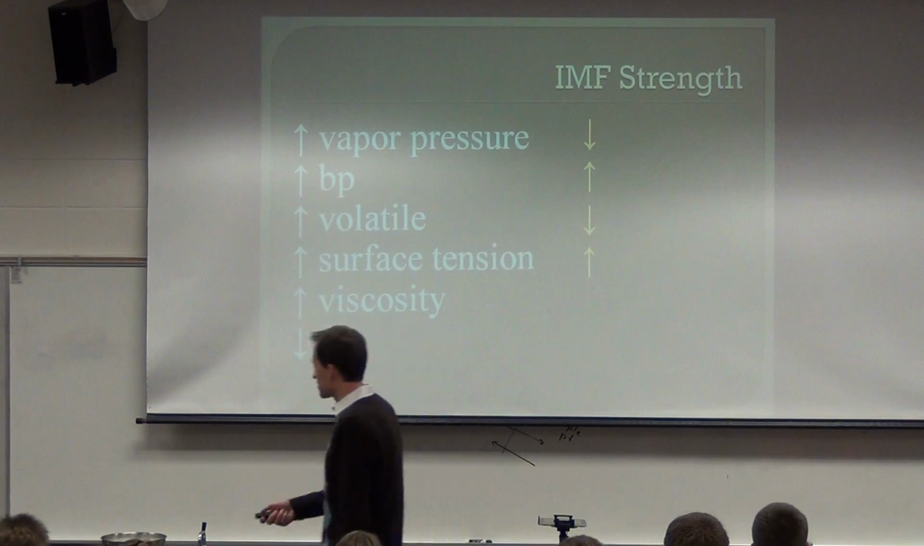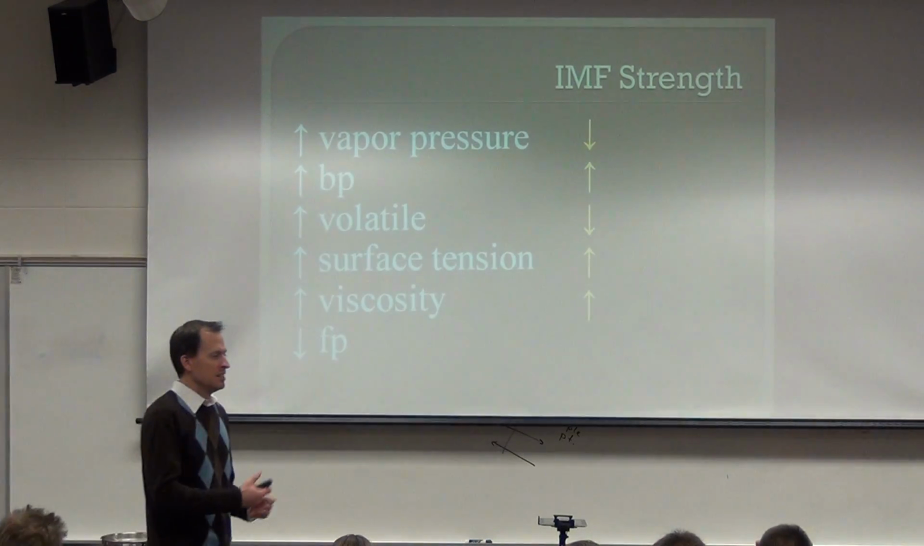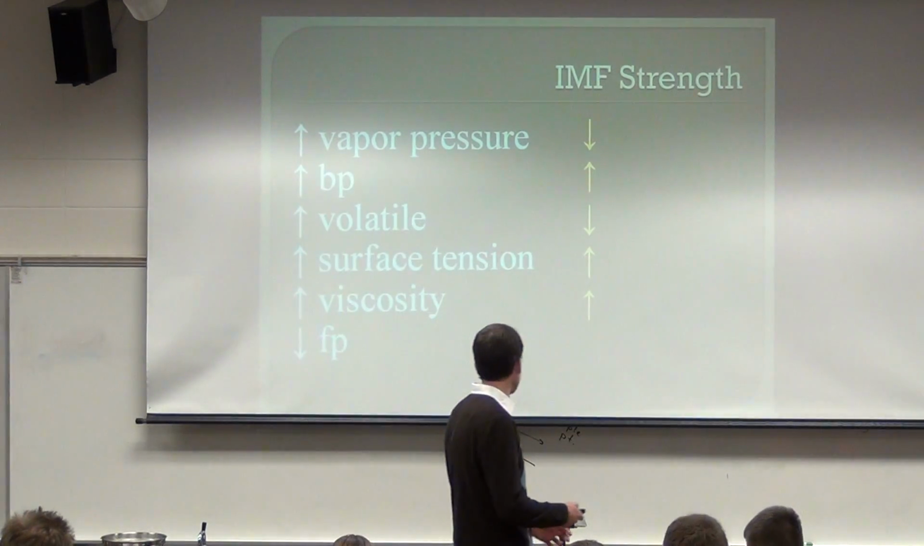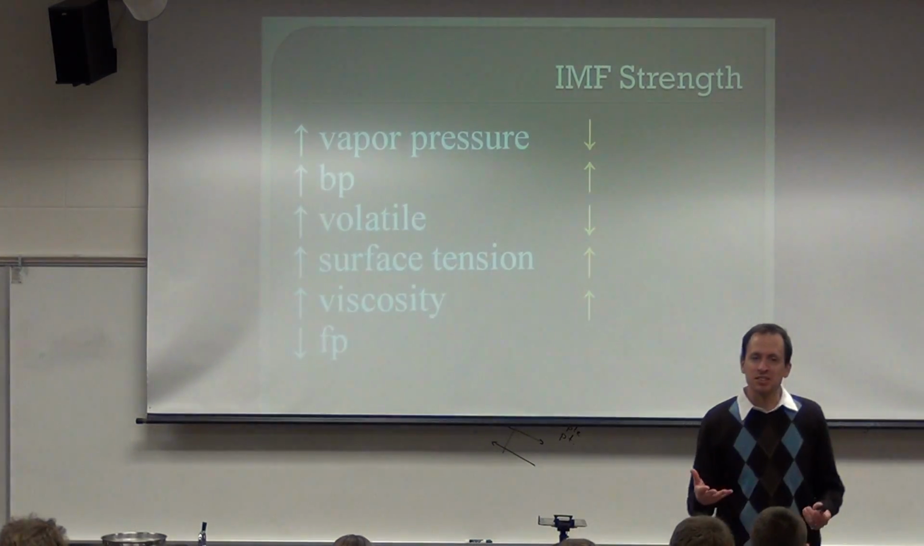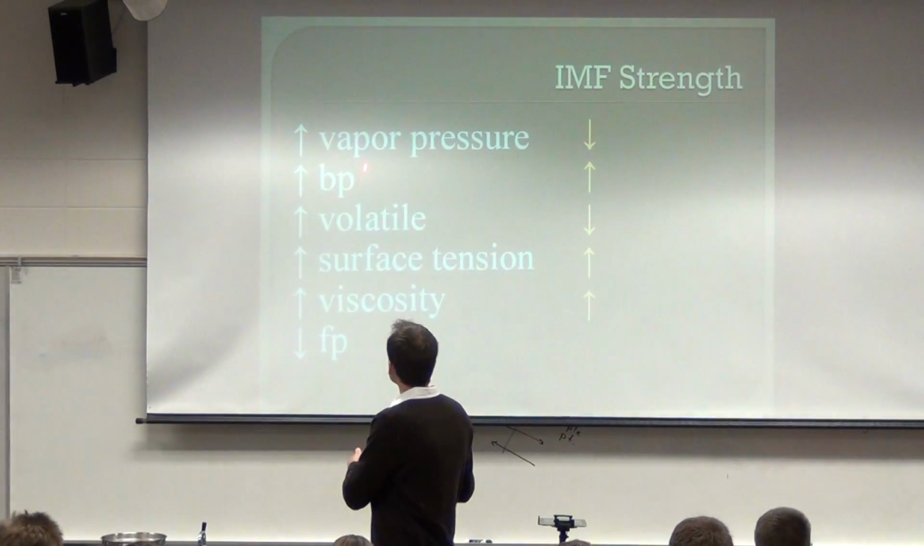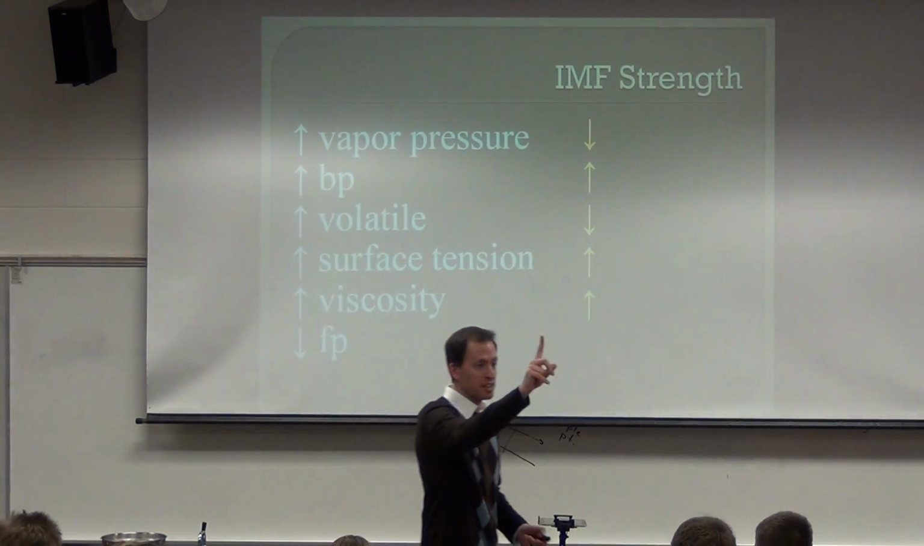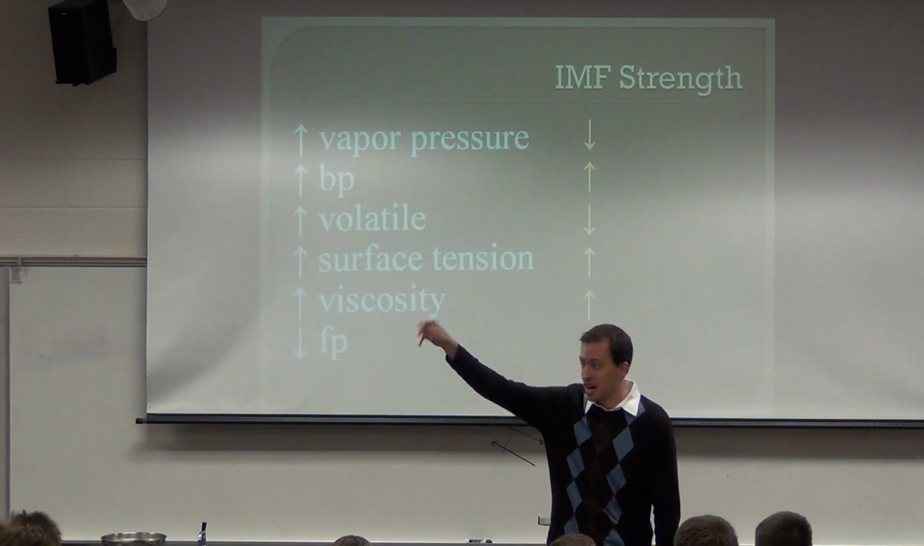So the greater the surface tension, the greater the IMF. Viscosity is how it flows, so the thicker it is, usually the more attractive the molecules are. And then lower freezing point. This is what people get confused with, but I try to keep it really straight. Besides volatility and vapor pressure, which are kind of synonymous with each other, everything else, if it's greater, IMF's greater. If it's less, IMF's less.